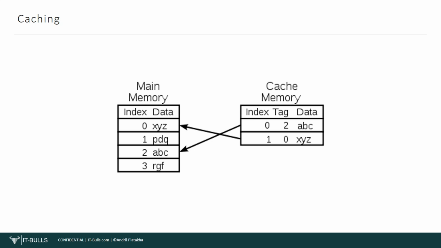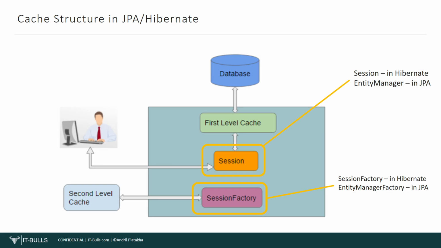In JPA, caching is a mechanism to enhance the performance of a system. It is a buffer memory that lies between the application and the database. Cache memory stores recently used data items in order to reduce the number of database hits as much as possible. Let's review the structure of cache in JPA.